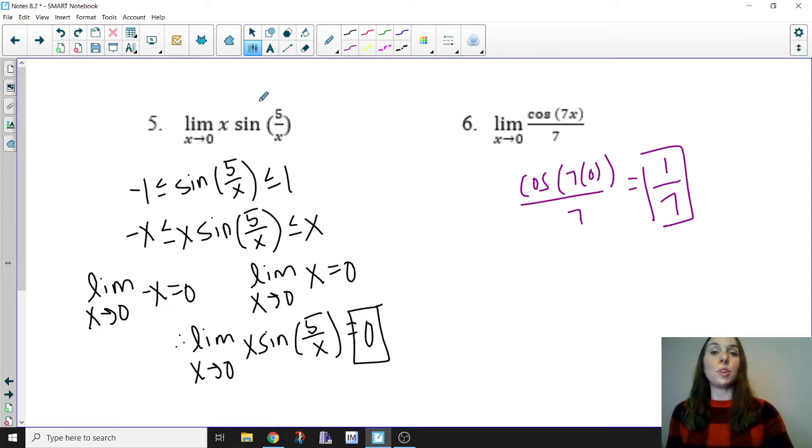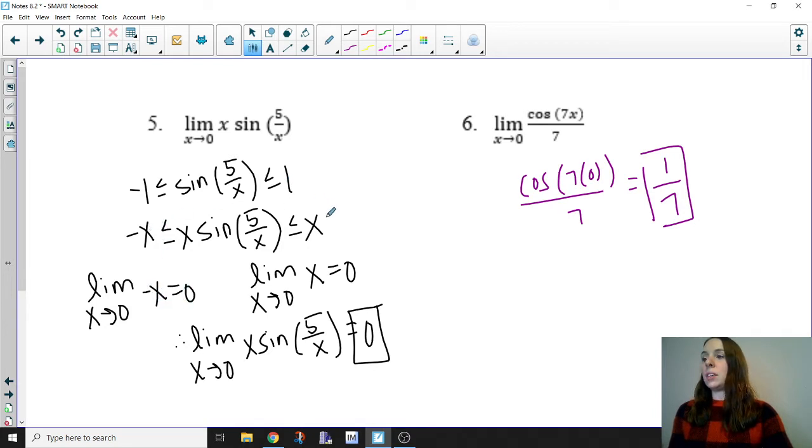What did I use for number 5? Can you tell? For this one, I used the sandwich theorem or the squeeze theorem. I saw that I had a sine of 5 over x in my expression, and I knew that I could sandwich that between -1 and 1, right? And from there, I multiplied all pieces of this compound inequality by x.